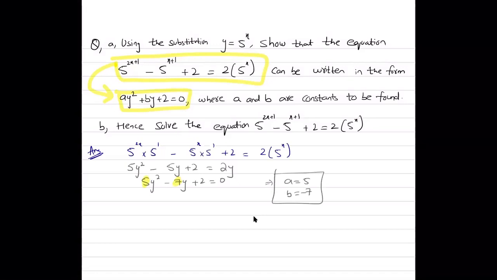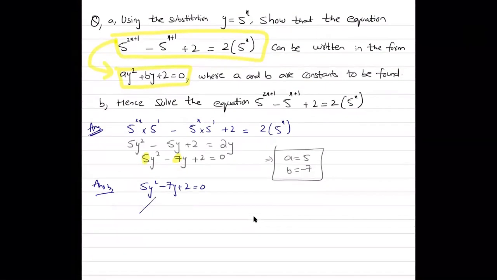Now they are saying, hence solve the equation. So instead of solving this equation, I can solve this equation. So I'm going to solve 5y square minus 7y plus 2 equals 0. Can you get me the two values of y, please? It's 1 and 2 upon 5.